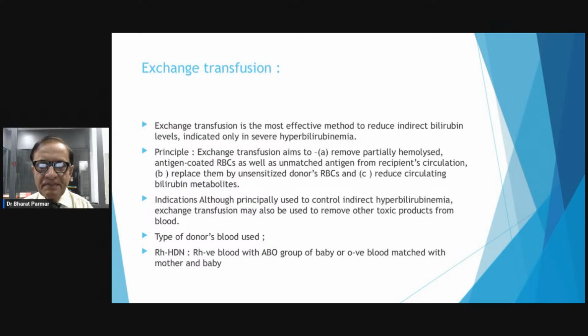Indication: although principally used to control indirect hyperbilirubinemia, exchange transfusion may also be used to remove other toxic products from the blood. The type of donor blood used: in Rh hemolytic disease of the newborn, give Rh negative blood with the ABO group of the baby, or Rh negative blood matched with the mother and the baby.